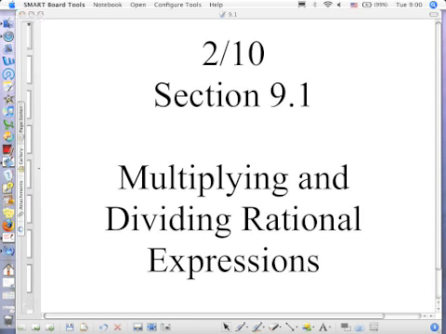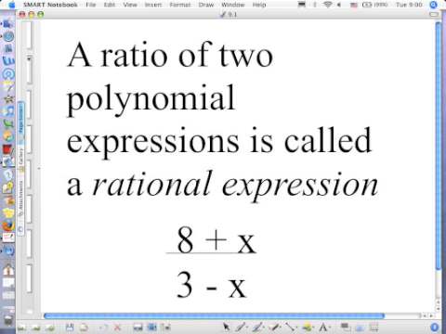Okay. When I say multiplying and dividing rational expressions, you say, huh? Say what? What's a rational expression? Well, I'm going to tell you. A rational expression is a ratio, which would be a fraction, that has two polynomial expressions in it.